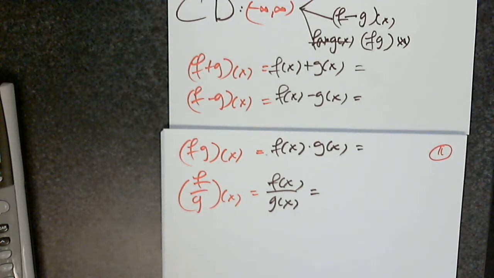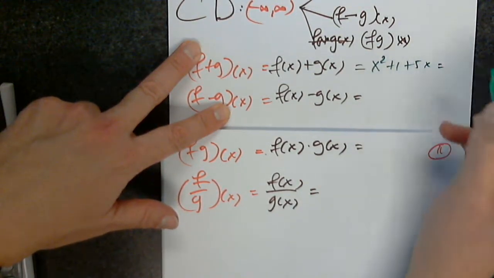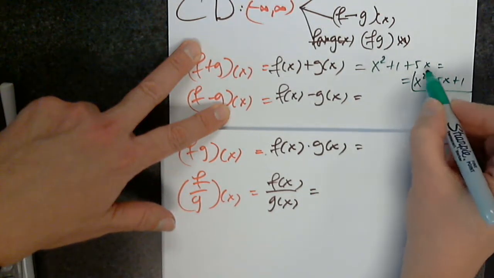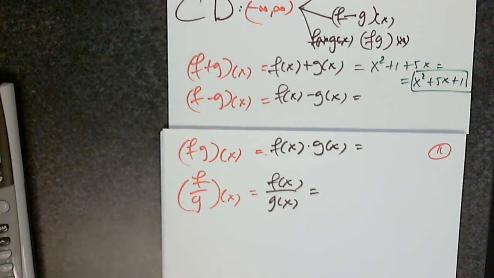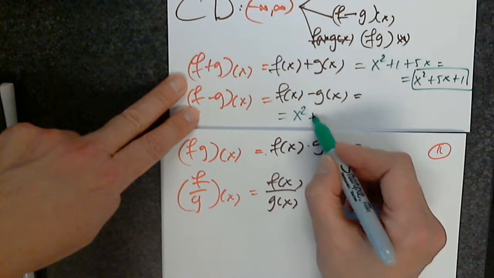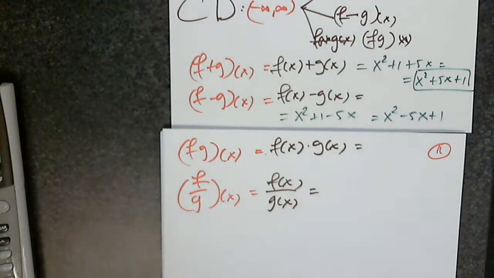Can anyone dictate the first one? x squared plus 1 plus 5x, and I will rearrange it. Yes, plus 5x plus 1. I will rearrange this, although it's not going to make a big difference. Okay, but we normally present all polynomials in descending order. Okay, can anyone dictate the first step of the second one? So then I will write x squared minus 5x plus 1.